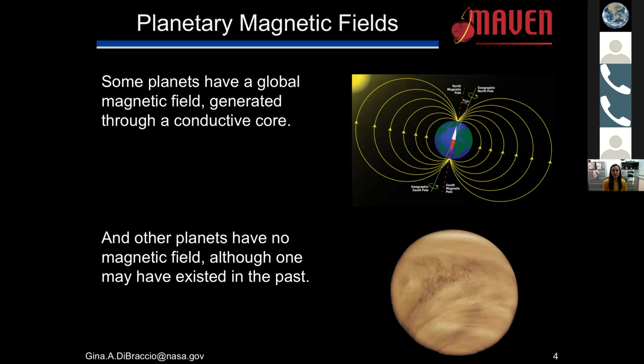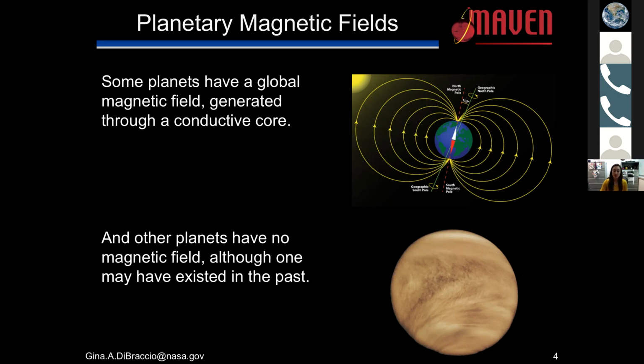So some planets have global magnetic fields that are generated through a conductive core. And if you see on the right here where my cursor is circling, this is an artist's rendition of Earth and its global magnetic field. So Earth has this dipolar magnetic field that is surrounding the entire planet, known as a global magnetic field. Throughout our solar system, there are several planets that have a global magnetic field such as this, and that includes Mercury, Earth, Jupiter, Saturn, Uranus, and Neptune as well.